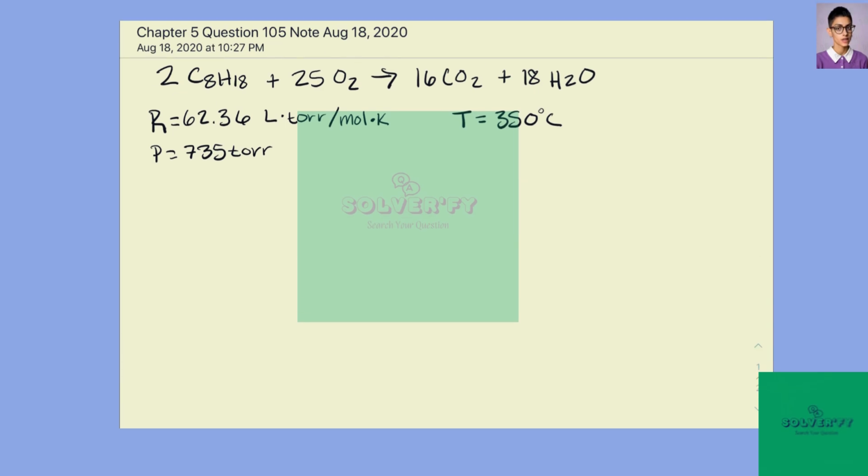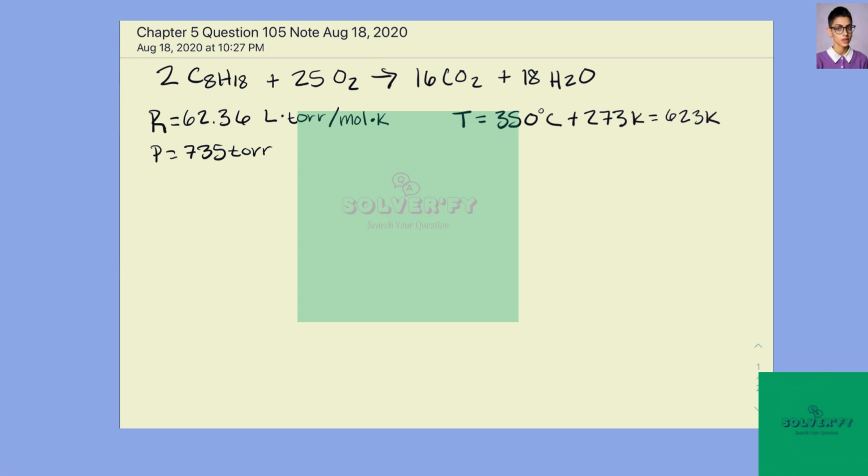Alright, so for this problem, we are going to be using this balanced chemical equation to find the volume of gaseous products. And for this problem, I'm going to be using R is equal to 62.36 liters torr per mole Kelvin. And they give us that our temperature is 350 degrees Celsius. I'm just going to turn this into Kelvin by adding 273 Kelvin. And this is going to equal 623 Kelvin.